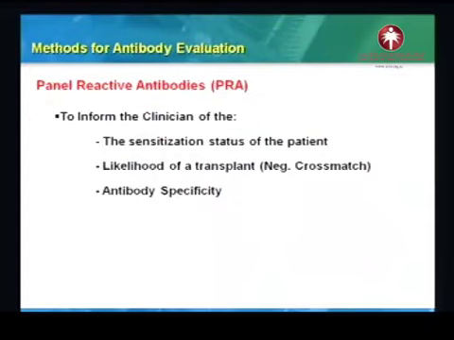So the purpose of panel reactive antibodies is really to tell the attending physician or clinician the sensitization status of the patient. Is he sensitized or not? Does he have anti-HLA antibody or not? And also by doing PRA, you will tell the likelihood of a negative cross-match for transplant. If he has no antibodies, more likely the cross-match will be negative. If he has antibodies, the more he has, the less likely the cross-match between this patient and any random donor in the population will be negative. Also, if the patient is not very highly sensitized, you might tell the antibody specificity of the patient's serum.